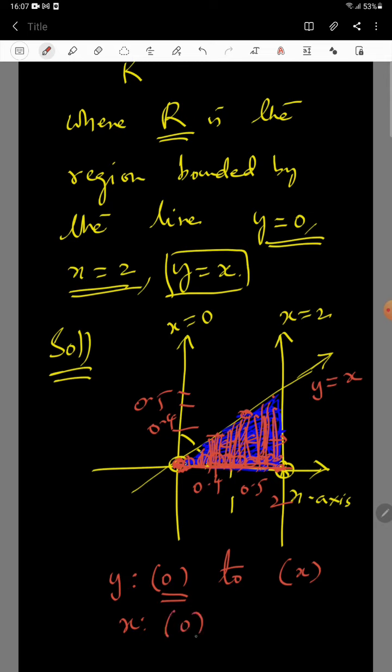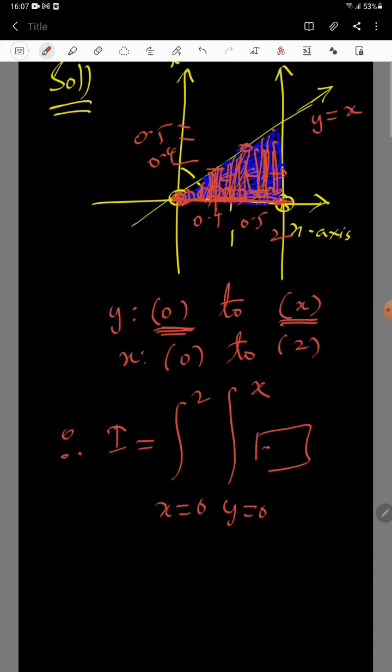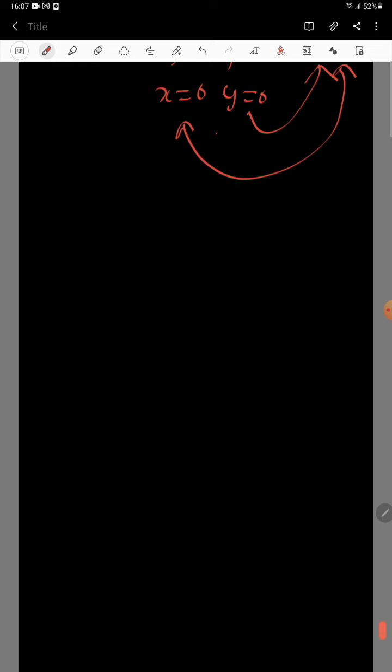So x goes from 0 up to 2 and y depends upon x, that is y goes from 0 to x. Therefore that integral I will be equal to the integral from x equals 0 to 2, integral y equals 0 to x, whatever function is there, dy dx. First integrate with respect to y, then integrate with respect to x.